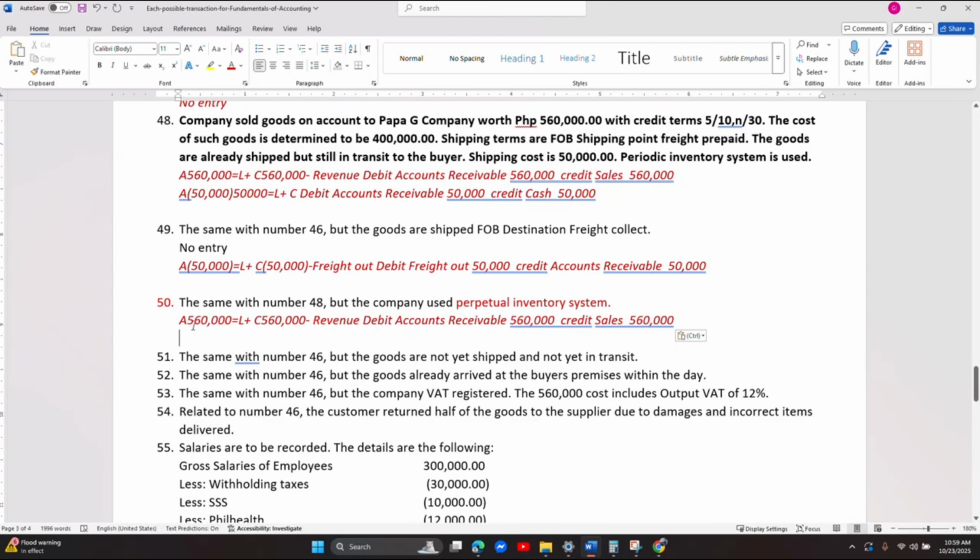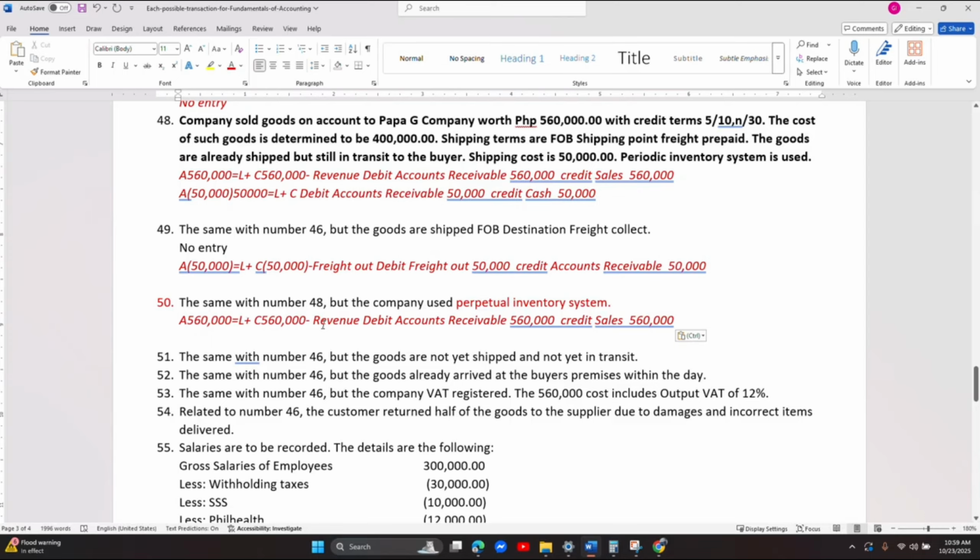So, if you're going to sell something to a customer and that is shipped under FOB shipping point freight prepaid and it's already in transit, the title has already passed to the buyer. So supposedly you have to record accounts receivable 560 and revenue 560 or sales. So that's what we did here. So in the perpetual inventory system, that is still the ones that you're going to do. But there is a secondary entry. And what is that secondary entry?